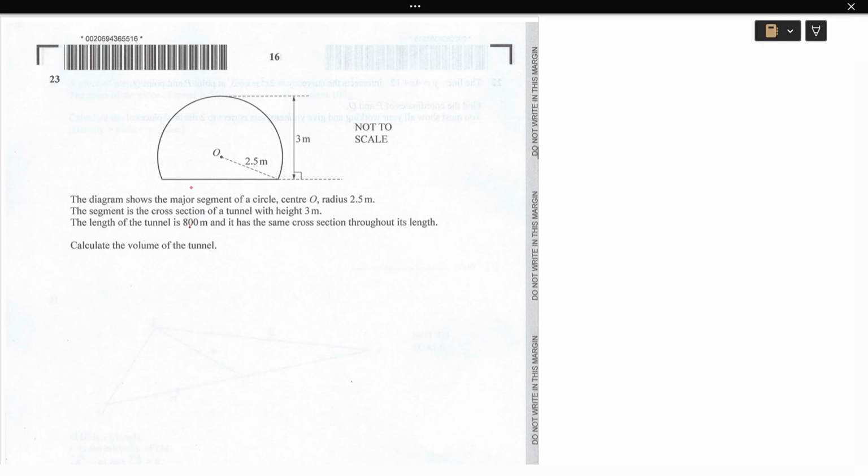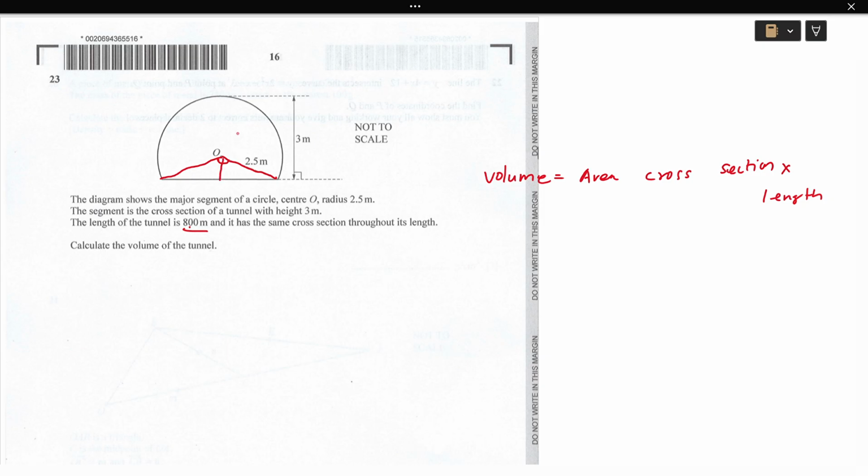The height is given, the length is given. So volume equals the area of the cross section times the length. First we need to find the entire area here. So first I will make a triangle. Our main thing is first we need to find this angle, then the other angle, and then we can find the area.